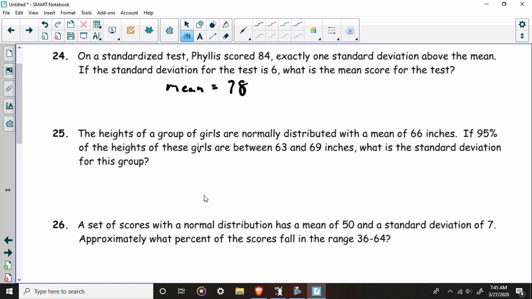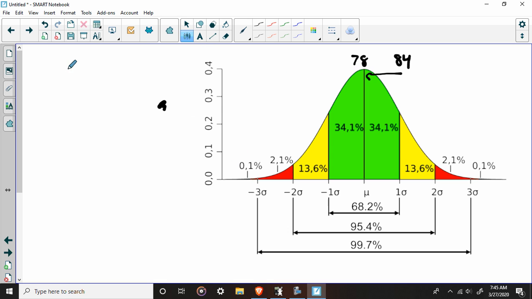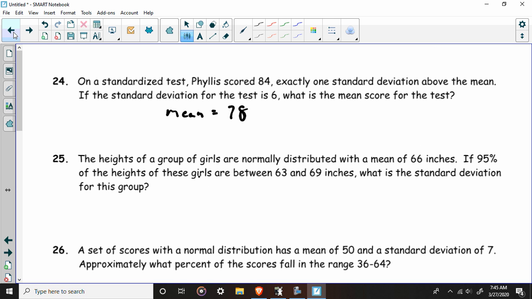The heights of a group of girls are normally distributed with a mean of 66 inches. 95% of the heights of these girls are between 63 and 69 inches. What's the standard deviation? Okay, so again, that 95% number, they rounded it, which by the way is why we skipped one of the other problems, because they were using slightly different numbers. But again, what is that 95.4%? So that's going to be 2 standard deviations in each direction, right? So that's 2 standard deviations, 1, 2, 3, and 4.